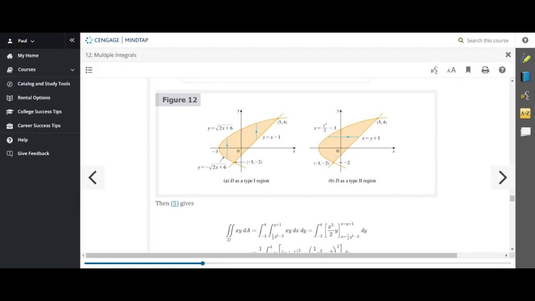Right now I want to just say this right. The top function is always y equals square root of 2x plus 6 throughout the entire region. That's if you treat region D as a type 1 region. If you treat region D as a type 2 region, as they do on the right, you have a function on the left and a function on the right. So they get x equals y squared over 2 minus 3 on the left and x equals y plus 1 on the right. Now, how are they getting that?